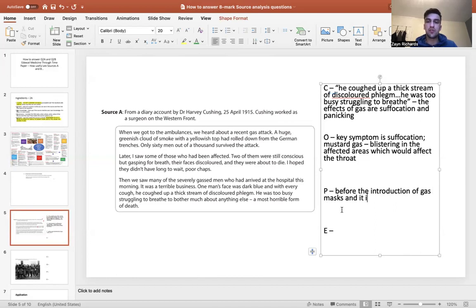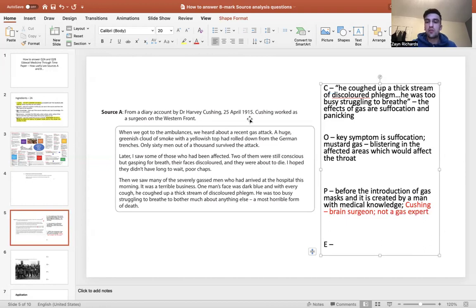And it is created by a man with medical knowledge. Never say first-hand experience. That is pointless, okay? Never say that. However, there is one bad thing about this source: the fact that it's created by Cushing. He is a brain surgeon, not a gas expert.